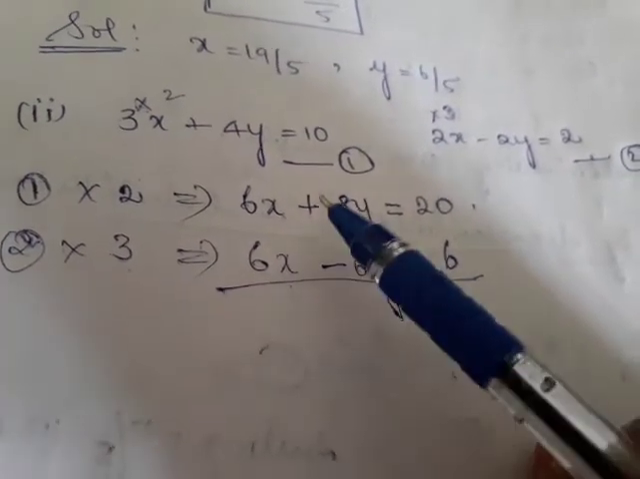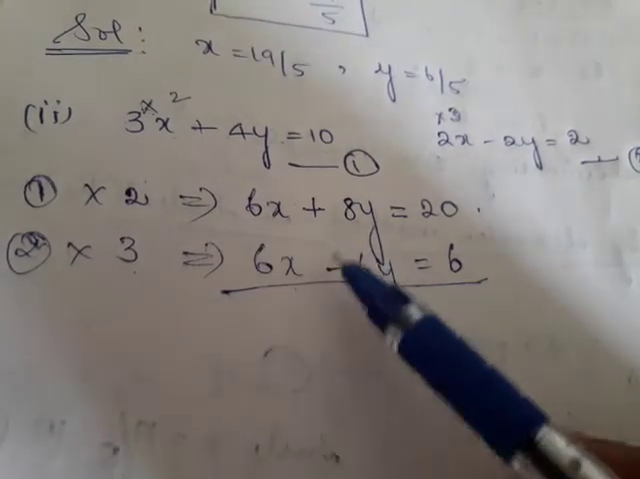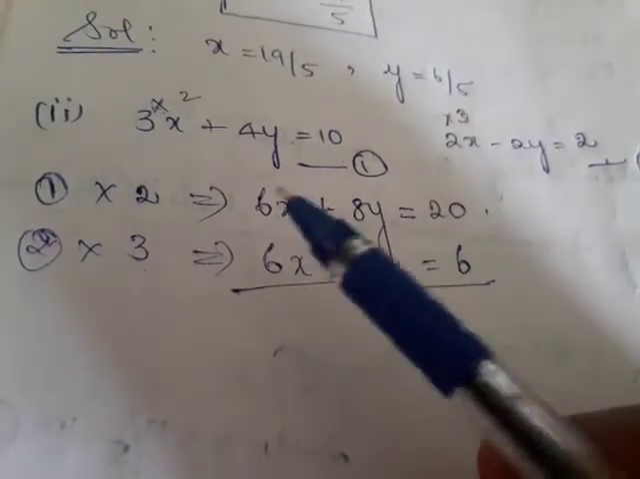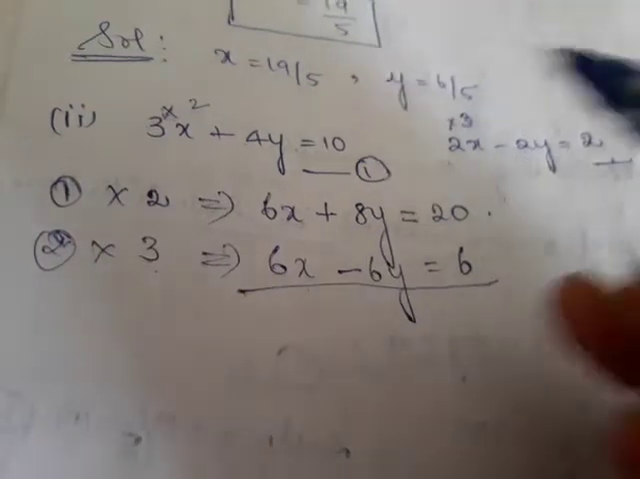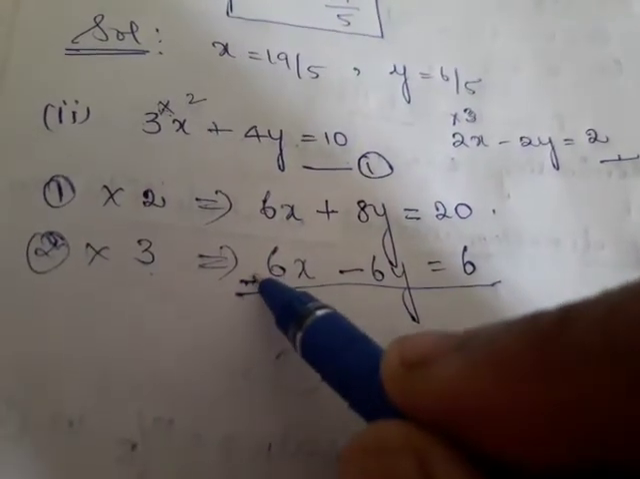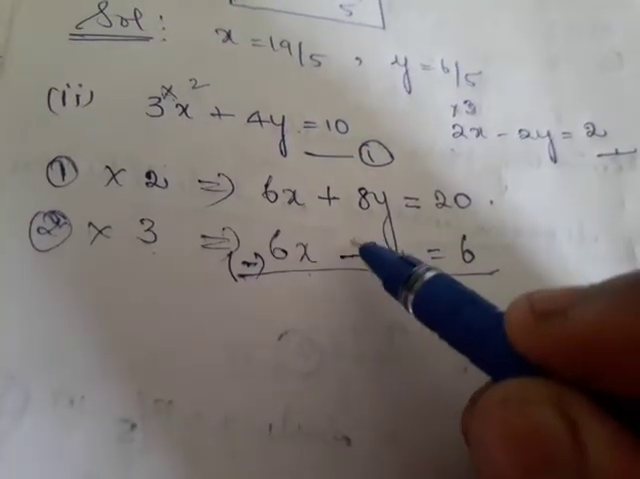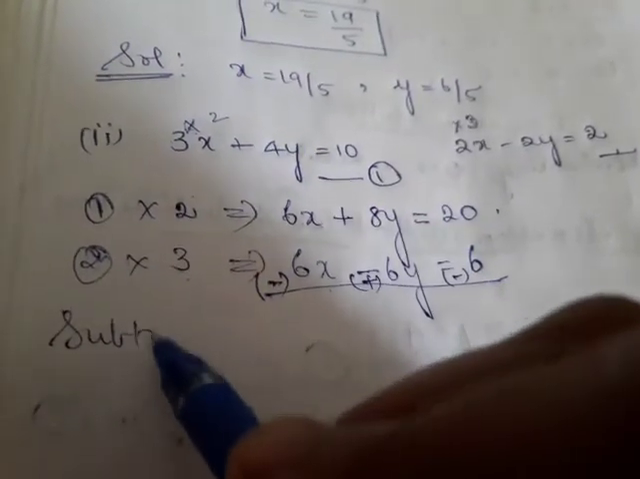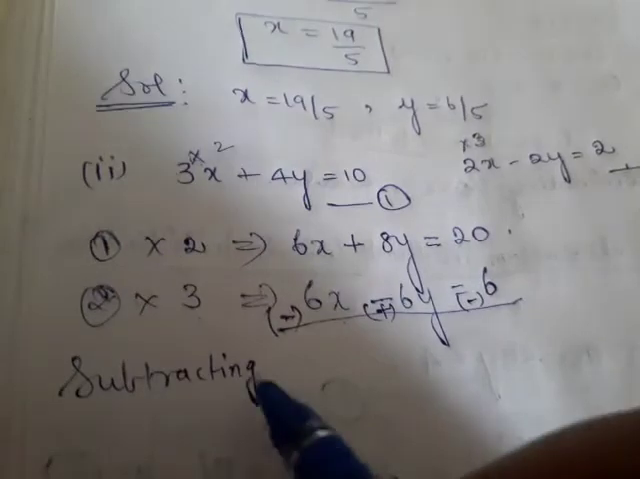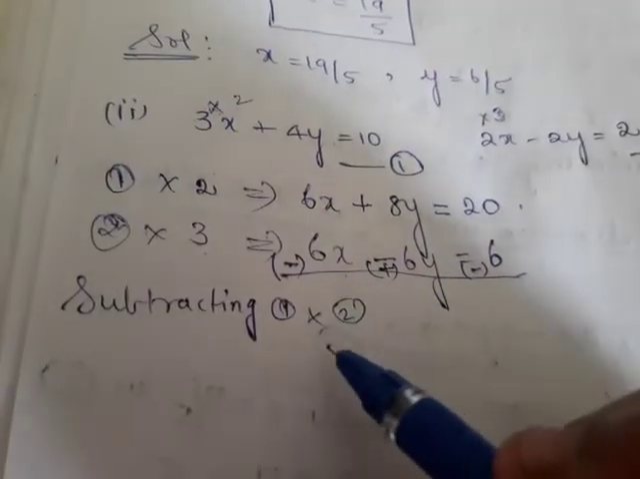Now as we did in the second problem, if we add these two equations, what will happen? None of the variables will get eliminated. This will become 12x, right? So what you should do, you have to subtract. How will you subtract? Change the sign. This plus 6x will become minus 6x, this minus will become plus and this plus will become minus. So what are we doing? We are subtracting equation 2 from equation 1, right?